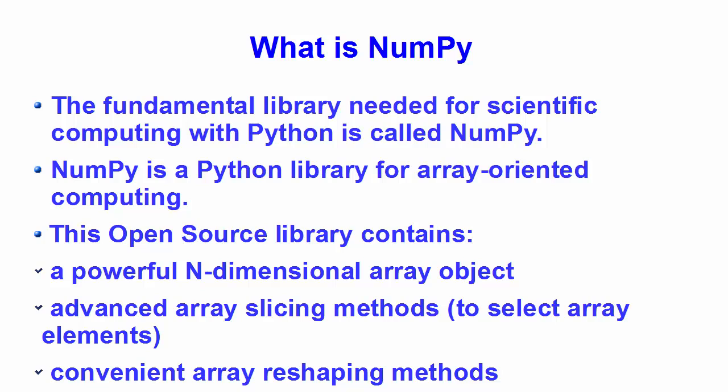So first of all, what is NumPy? NumPy is the fundamental package needed for scientific computing with Python. It is an open source library which contains a powerful n-dimensional array object, which we will see in the later videos. It also contains basic linear algebra functions, basic Fourier transform functions, sophisticated random number capabilities, and tools for integrating with languages like C and C++ code.